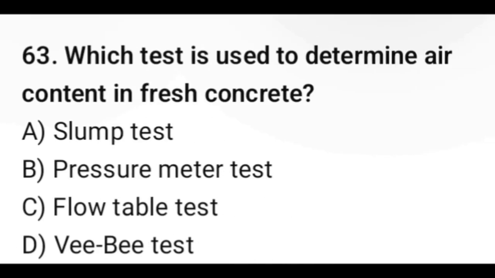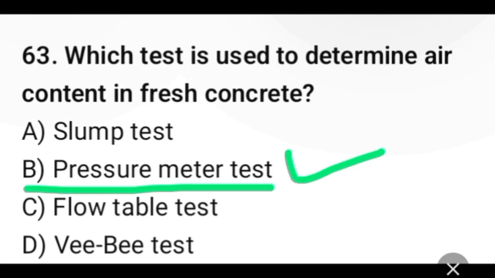Next question. Which test is used to determine air content in fresh concrete? Option A is slump test. Option B is pressure meter test. Option C is flow table test. Option D is VB test. So the right answer is option B. Pressure meter test is used for air content in fresh concrete.